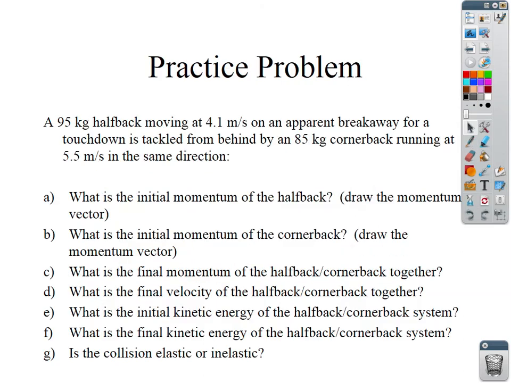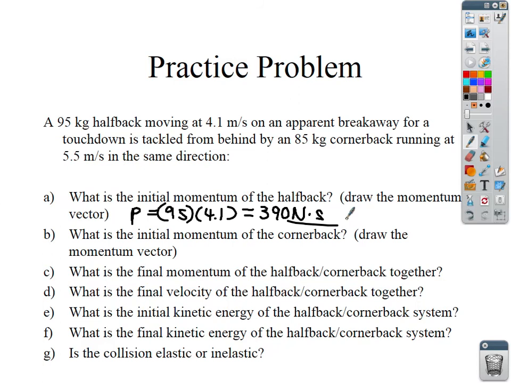So we have a little practice problem here. I'm going to go kind of back and forth a little bit. You can see it has multiple parts to it. I'm going to try to move through this as quickly as I can. First question is, what's the initial momentum of the halfback? The halfback is 95 kilograms going 4.1 meters per second. So the momentum would be simply 95 times 4.1, and that would equal 390, rounded, 390 Newton seconds. Again, Newton seconds is one version of the momentum unit. You could do kilograms meters per second as well. That's fine. I just like Newton seconds.